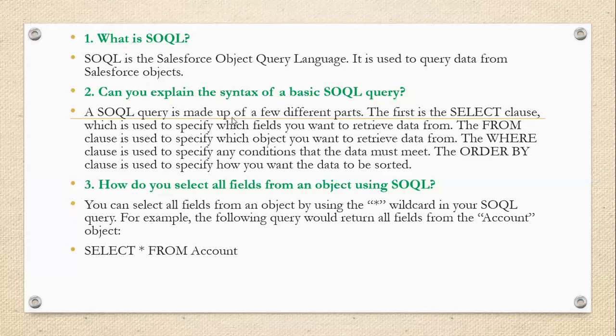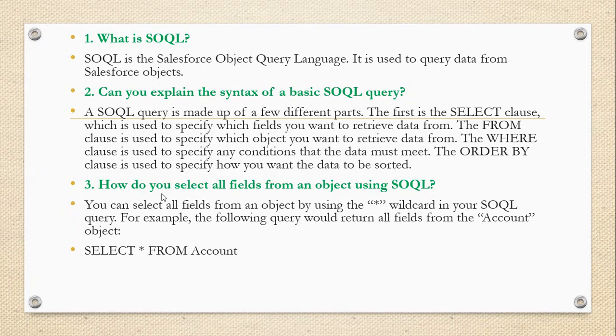A SQL query is made up of 5 different parts. The first is the select clause, which is used to specify which fields you want to retrieve data from. The from clause is used to specify which object you want to retrieve the data from. The where clause is used to specify any condition that the data must meet. The order by clause is used to specify how you want the data to be sorted.